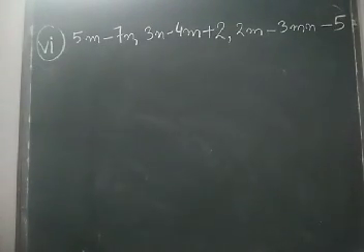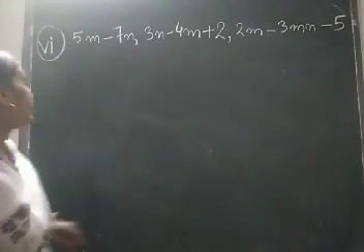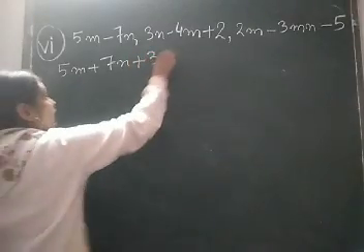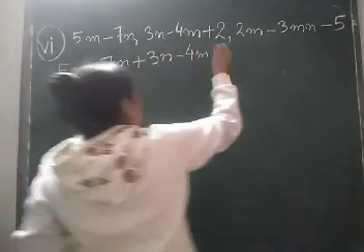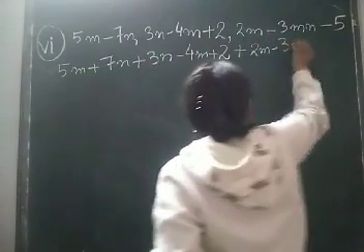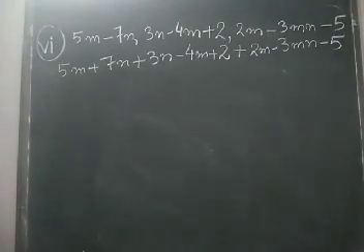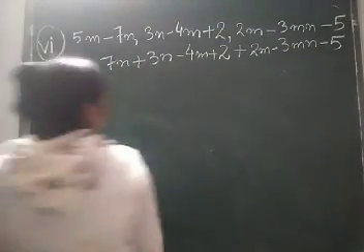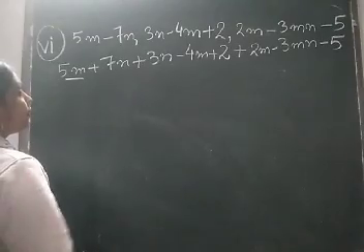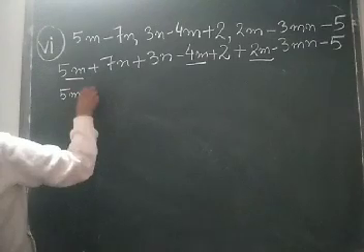Here children. Now we are going to again put the plus sign in places of commas. Let's do it. 5n plus 7n plus 3n minus 4n plus 2 plus 2n minus 3n and minus 5. Okay. Now let's add 5n and minus 4n plus 2n. Let's write them together. 5n minus 4n.